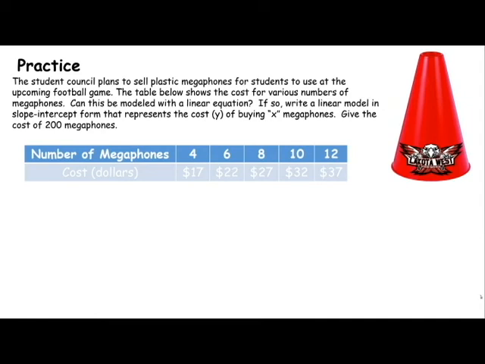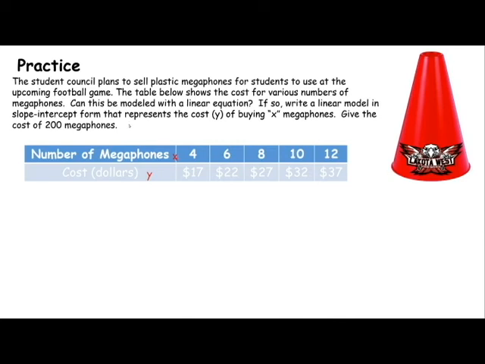So there's a lot of things we're asked to do in this problem. Notice we're asked, can this be modeled as a linear equation? And we're told that the cost is y. I'm going to write that down. The cost is y, and the number of megaphones is x. Go ahead and write that in so it's less confusing.